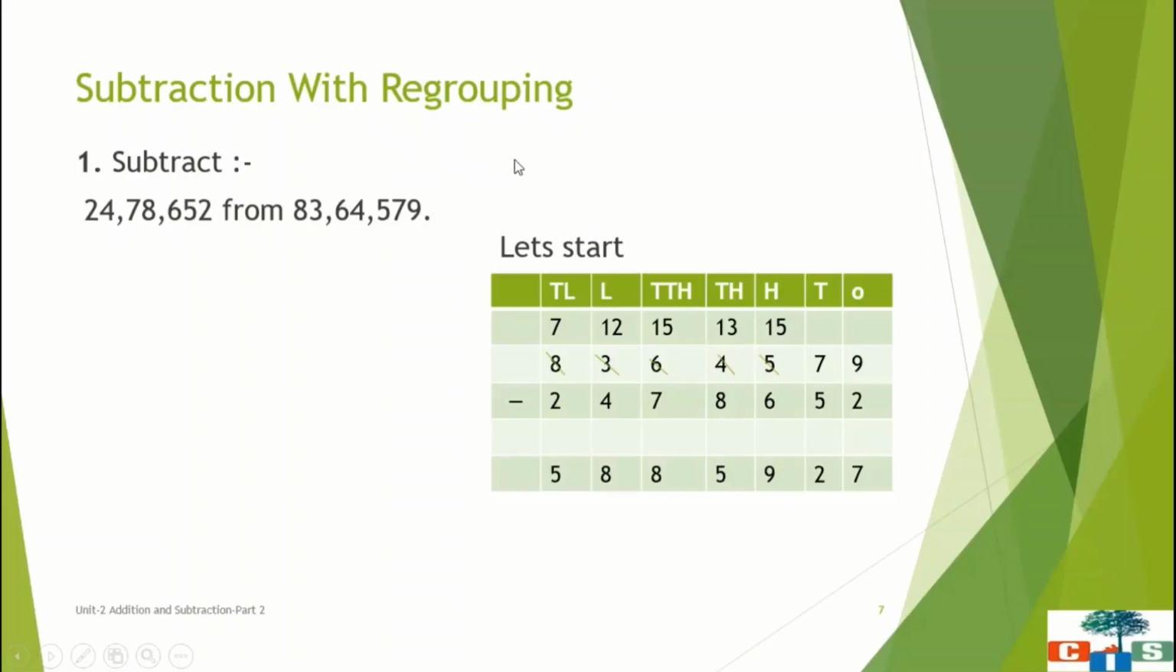Now we will see subtraction with regrouping. Regrouping means borrowing. Now what we have to do here, we will see. We have to subtract 24,78,652 from 83,64,579. First of all we will arrange these numbers in column following the place value chart. This example I will show you how to do on the notepad. So let's see.